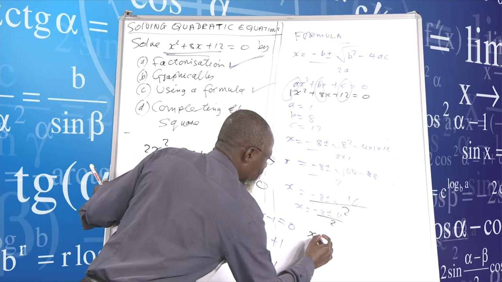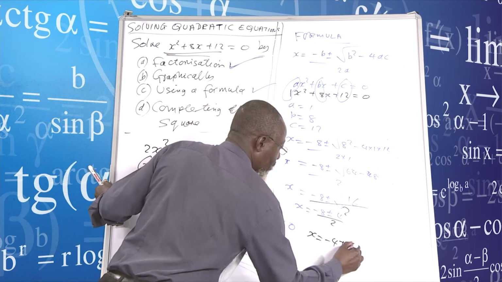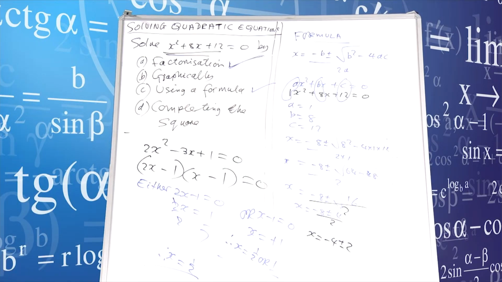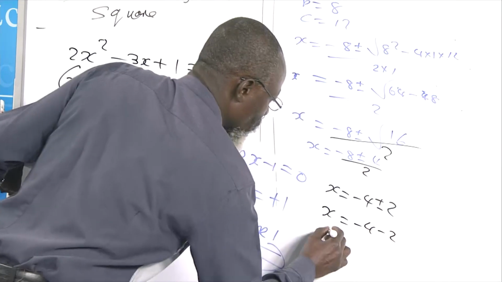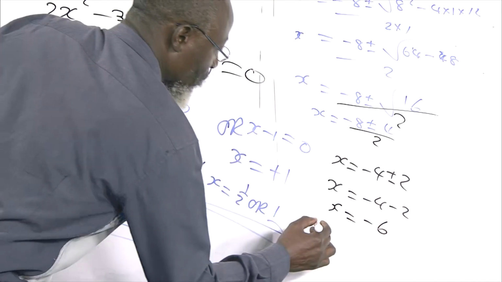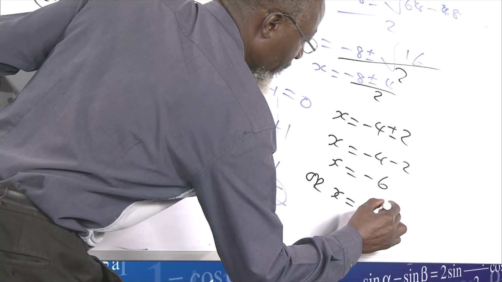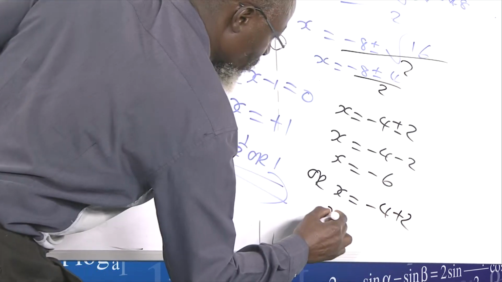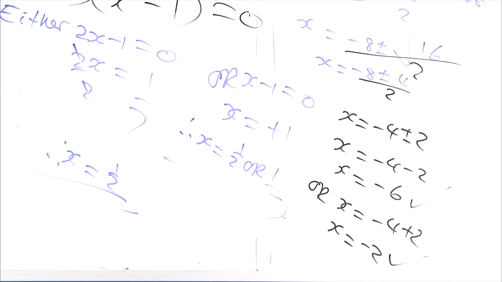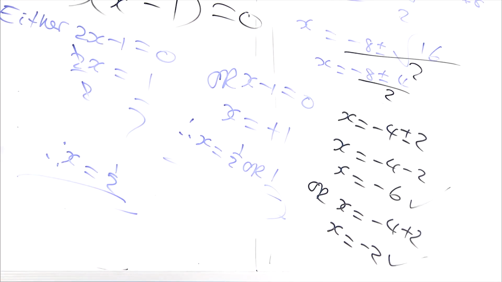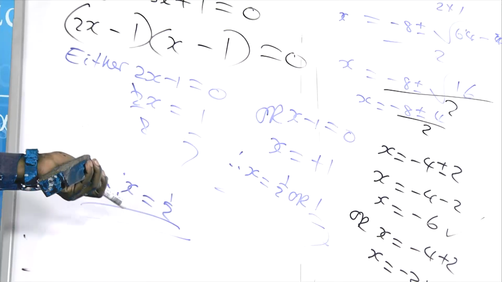So we are now saying x is equal to minus 4 plus or minus 2. Which means x is equal to minus 4 minus 2, so x is equal to minus 6. Or x is equal to minus 4 plus 2, which means x is equal to minus 2. So the answers are minus 6 and minus 2. Either x is equal to minus 6 or x is equal to minus 2.